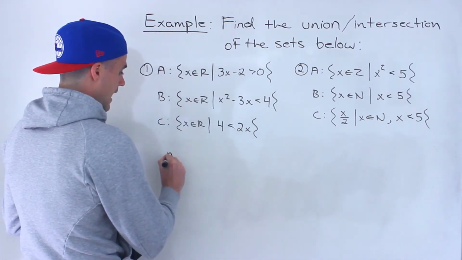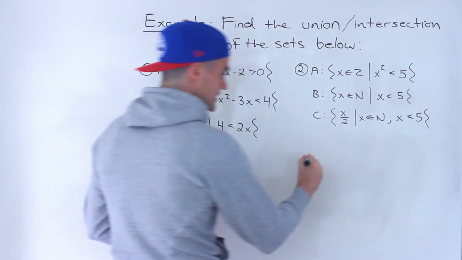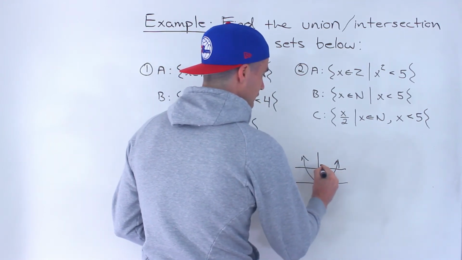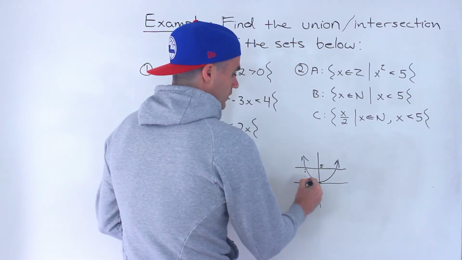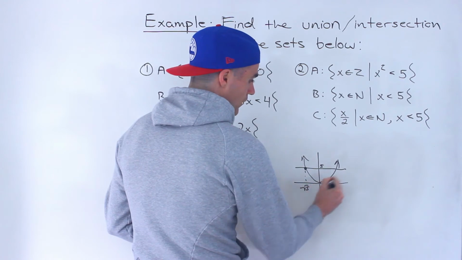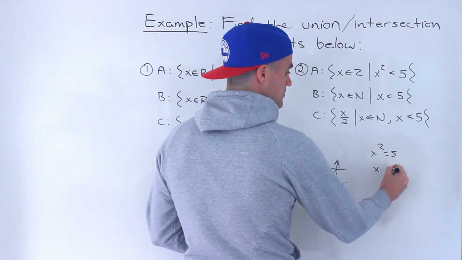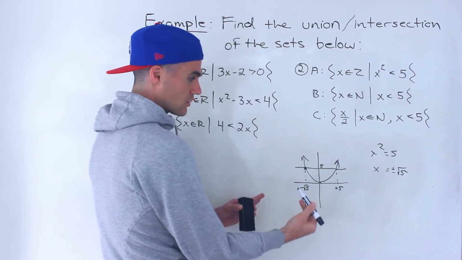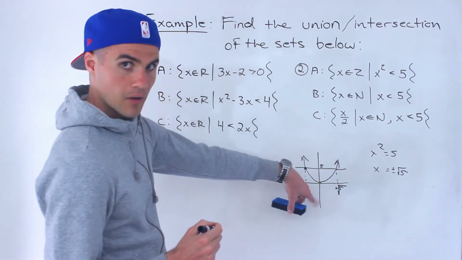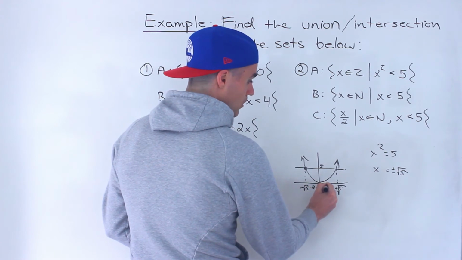So starting with set A, x is an element of integers such that x squared is less than 5. Well, if we graph x squared, when is it going to be less than 5? Notice that the x values at these points would be -√5 and positive √5. When is x squared equal to 5? When x is plus or minus √5. So what are the integers between -√5 and positive √5? The integers are going to be -2, -1, 0, 1, and 2.